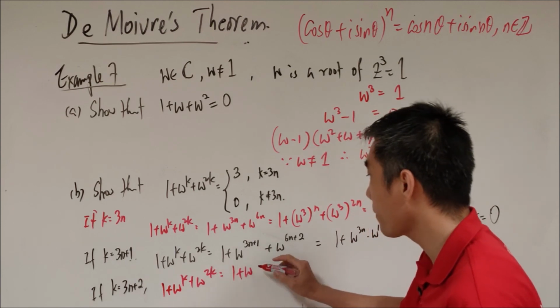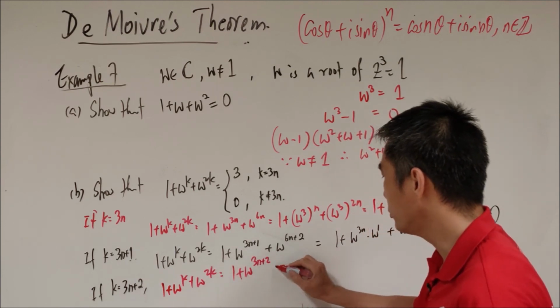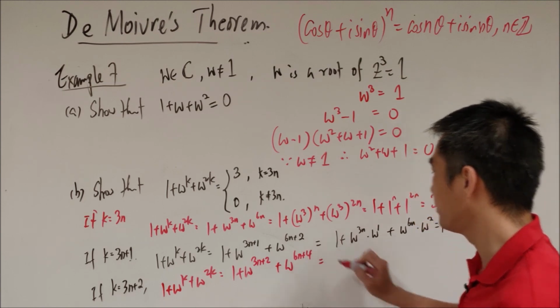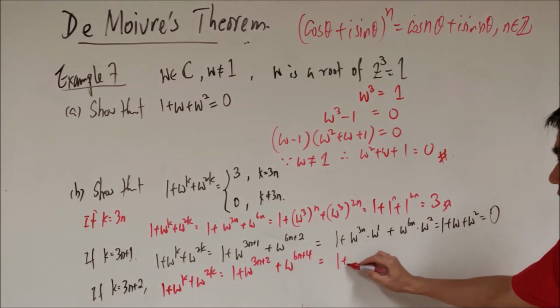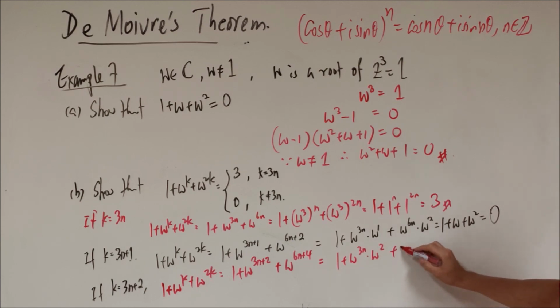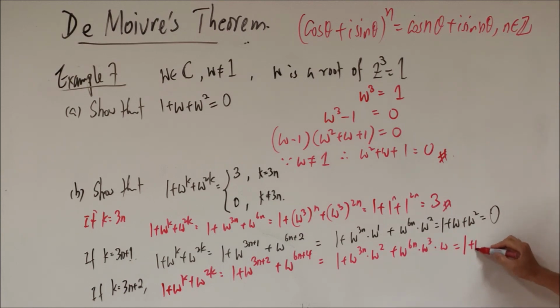If k equals 3n plus 2, then 1 plus W^k plus W^2k will equal 1 plus W^(3n+2) plus W^(6n+4). So this will equal 1 plus W^3n W squared plus W^6n W^3 and W. This is 1 plus W squared plus W. And again, this is equal to 0.